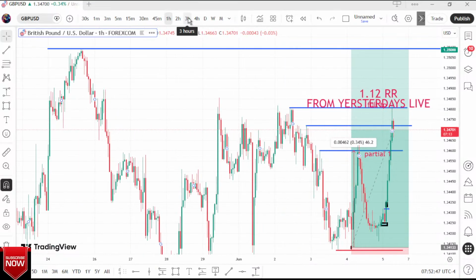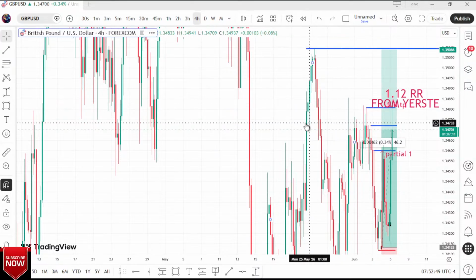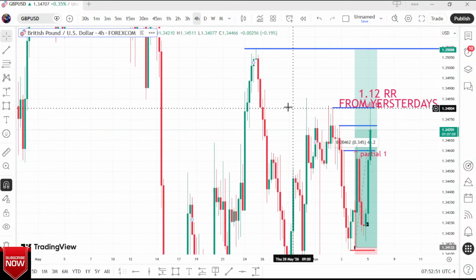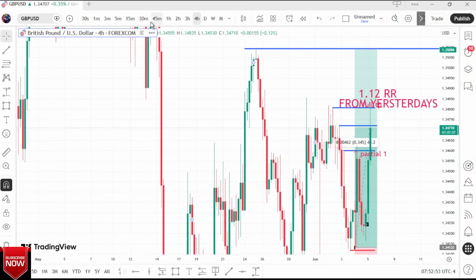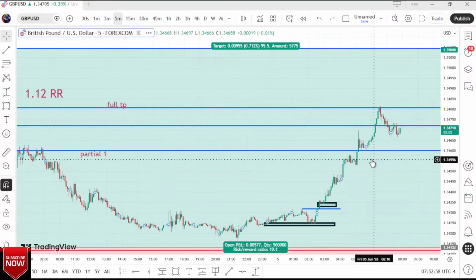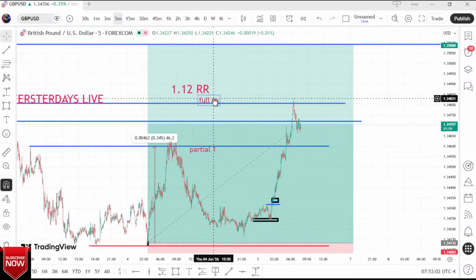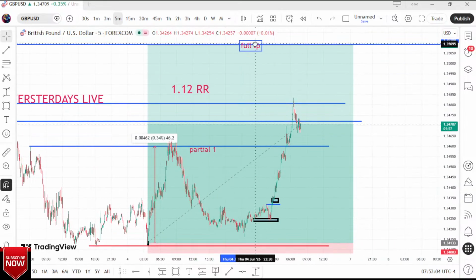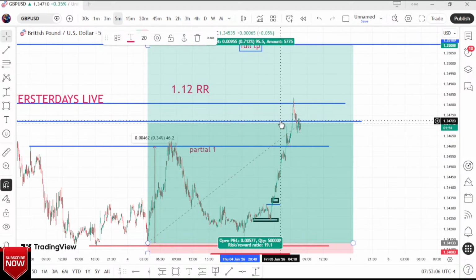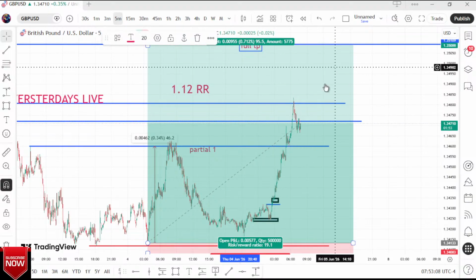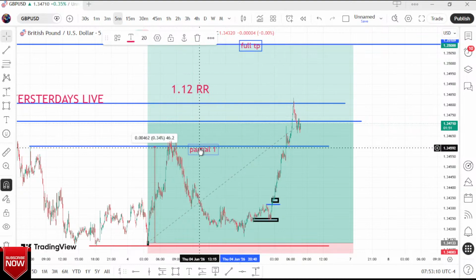Now I want to see NFP. You see these buy side liquidity here. We are 30 minutes to NFP. I want to see if that NFP will actually rally price to these buy side liquidity. Let me write here partial 2.